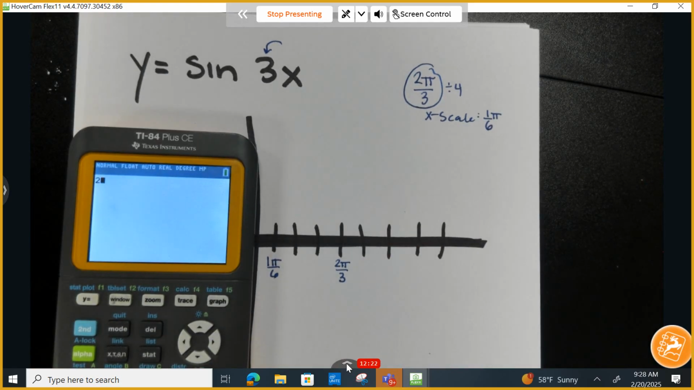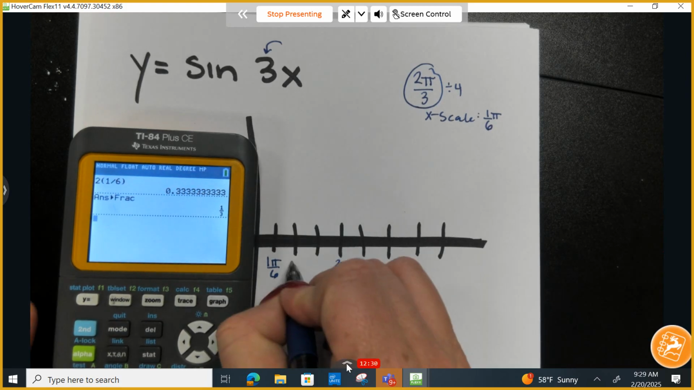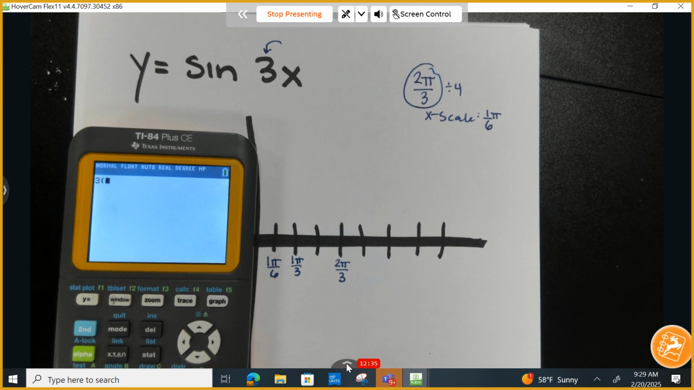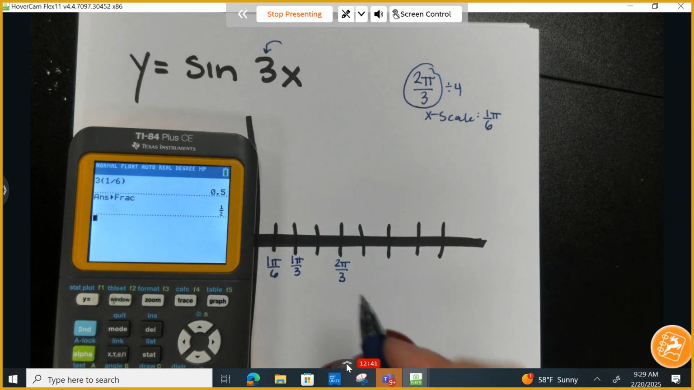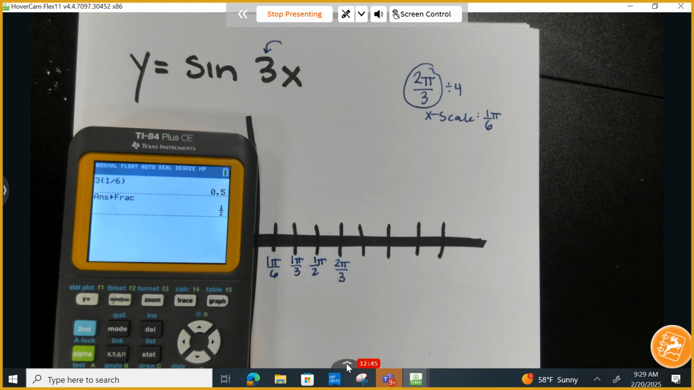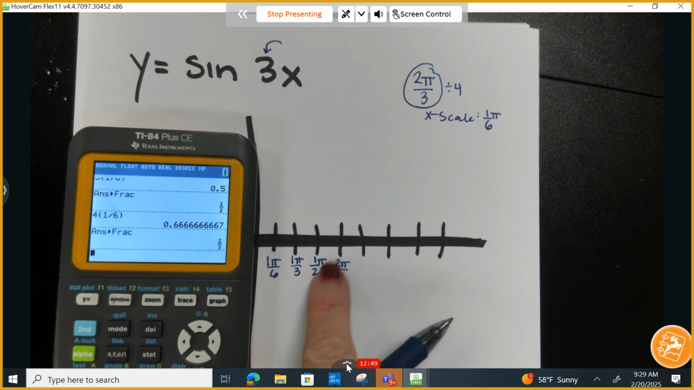I'm going to put in a 2 for step 2, and then I'm going to take it times the x scale, but I'm going to omit or not use the pi when I plug it in. I turn it back into a fraction, and I have 1 pi over 3. This is step 3. I'm going to take it times the x scale. Again, omitting the pi. Turning it back into a fraction, 1 pi over 2. And we should get, in our 4th step, the exact same thing. Turning it back into a fraction, we can see we have 2 pi over 3.